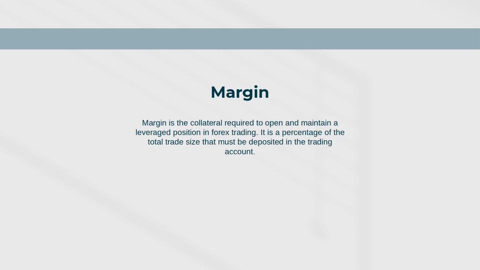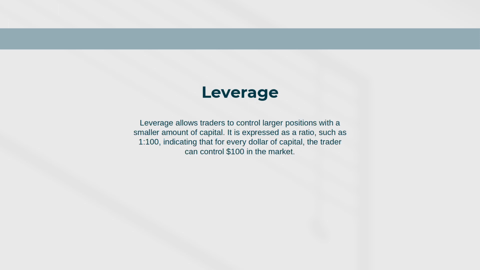Margin. Margin is the collateral required to open and maintain a leveraged position in Forex trading. It is a percentage of the total trade size that must be deposited in the trading account. Leverage. Leverage allows traders to control larger positions with a smaller amount of capital. It is expressed as a ratio, such as 1 to 100, indicating that for every dollar of capital, the trader can control $100 in the market.